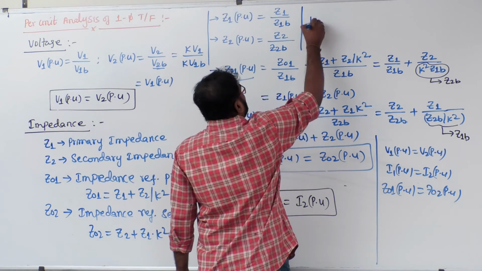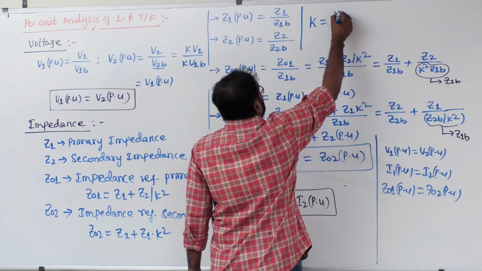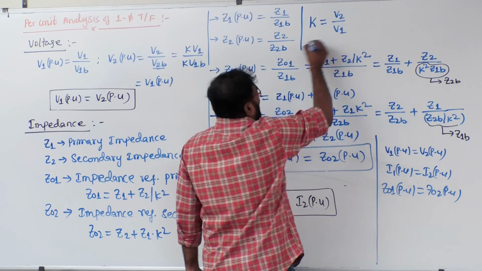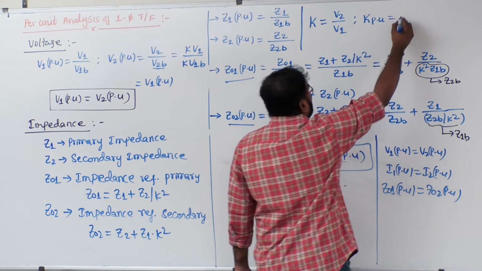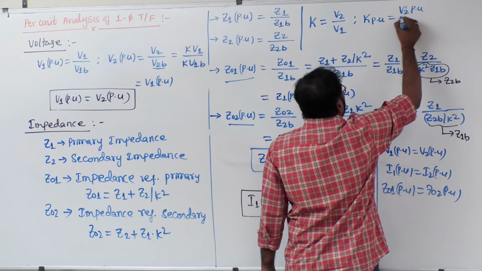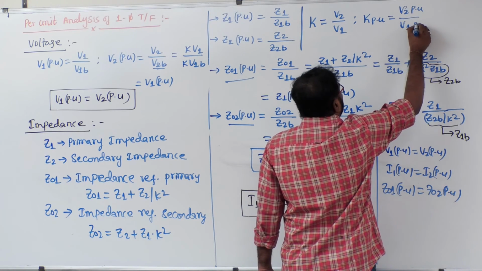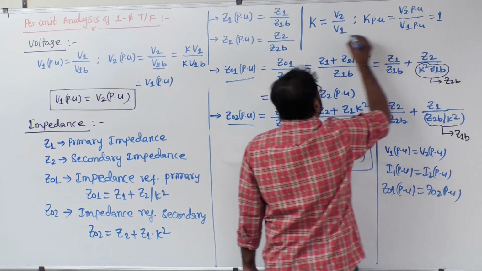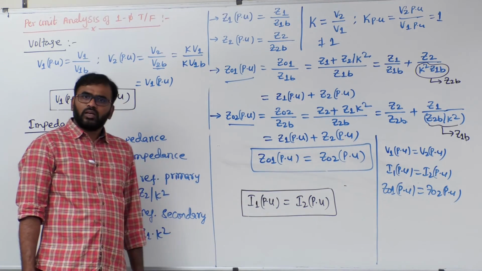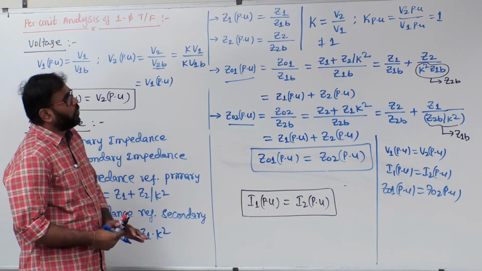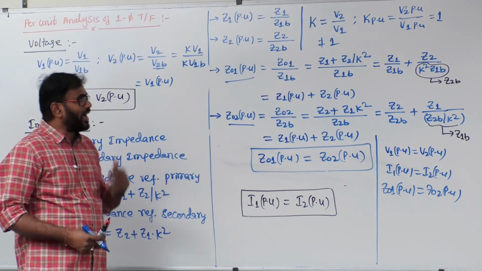What is the transformation ratio in actual quantities? V2 by V1. This is actual. But in per unit quantities, what is the transformation ratio? V2 per unit by V1 per unit. This is equal to 1. But this is not equal to 1. Clear? Understand?